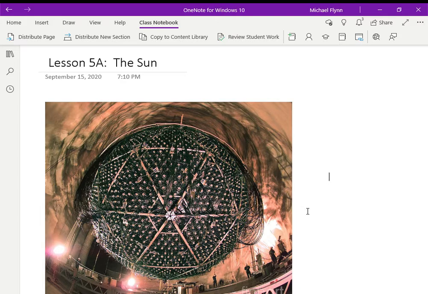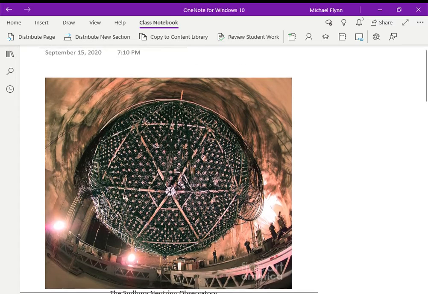So let's talk about lesson five. Lesson five starts out with probably the most important object besides the Earth for us in our solar system, the Sun. We're going to talk about the Sun a little bit, and about the interior structure of the Sun. Now, this is actually quite an amazing story. How do we know so much about what goes on inside that great big star of ours in the center of our solar system?